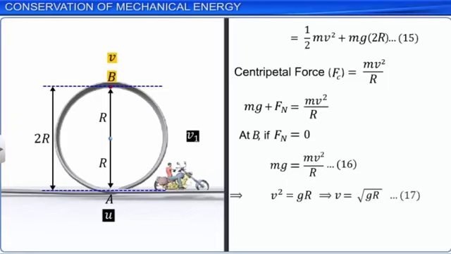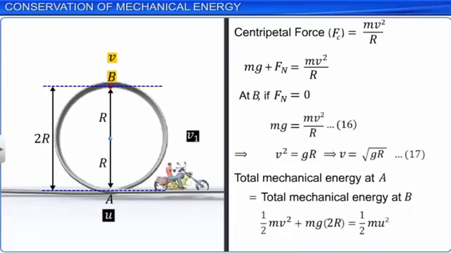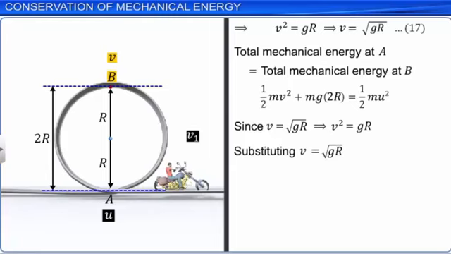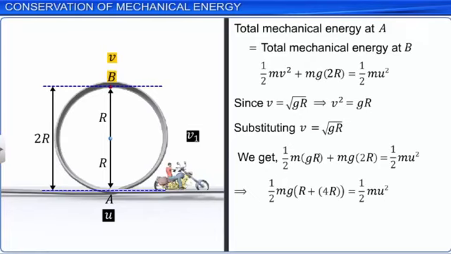According to the principle of conservation of mechanical energy, the total mechanical energy at A is equal to the total mechanical energy at B. Thus, half mv square plus mg into 2r is equal to half mu square. But since v squared is equal to gr, substituting the minimum velocity at point B, v is equal to the square root of gr in equation 15, we get half mgr plus mg into 2r is equal to half mu square. On further simplification, we get half mg into r plus 4r is equal to half mu square. Thus, we get u squared is equal to 5gr, or u is equal to the square root of 5gr, where u is the projection velocity at A.